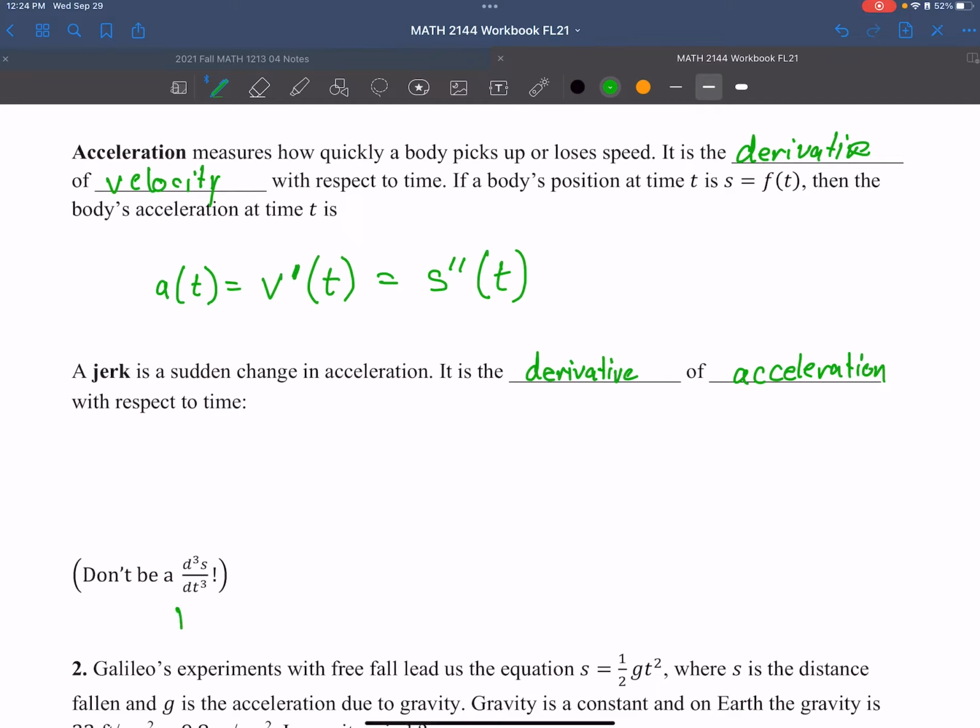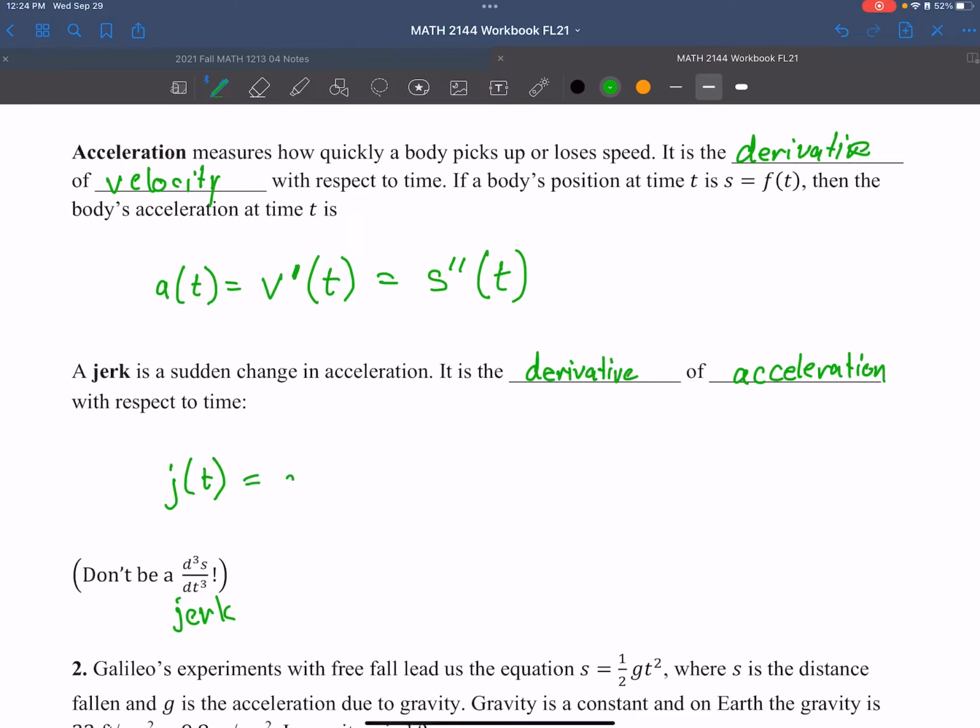So I have a little joke down here. Don't be a third derivative. In other words, don't be a jerk. So if someone's being mean to you and you really want to confuse them, it's like, quit being such a third derivative. And they'll be confused, and they'll be like, okay, I'm leaving now. Anyway, attempt at humor.